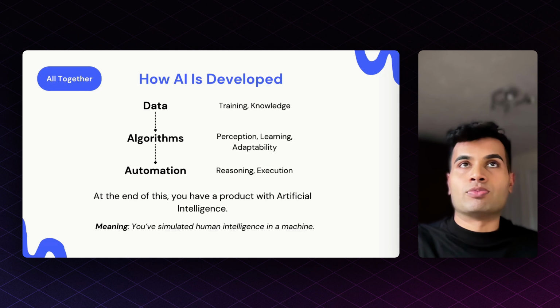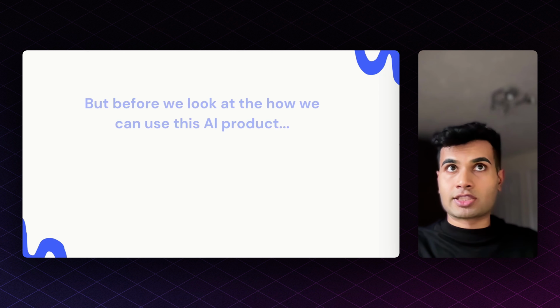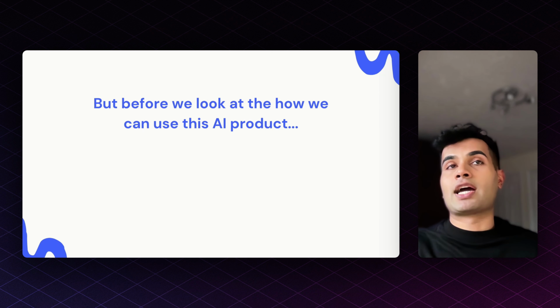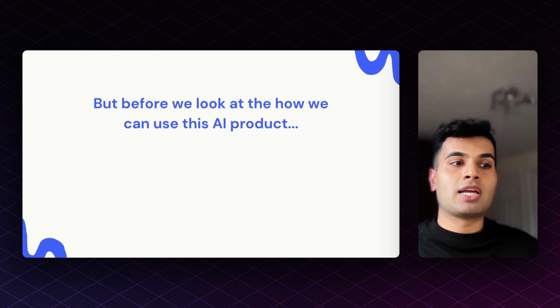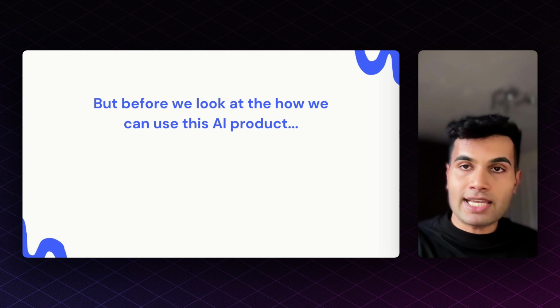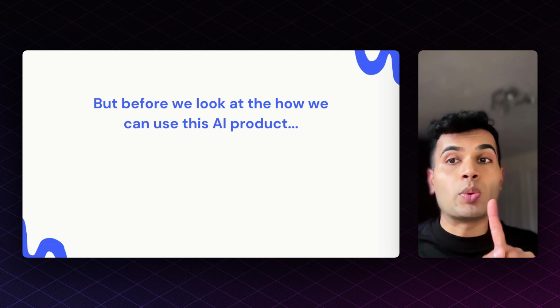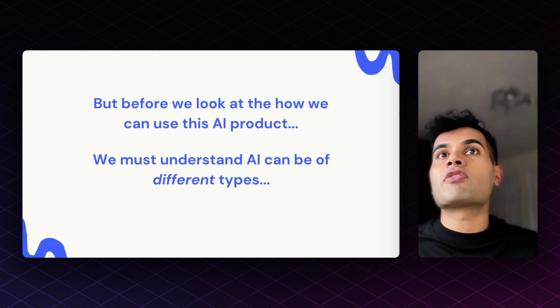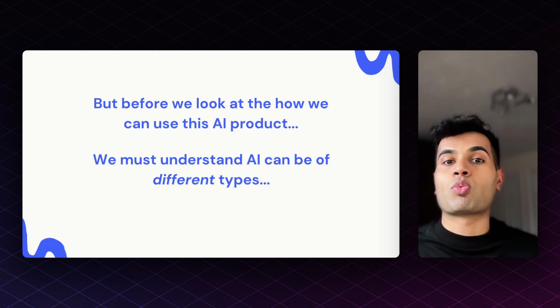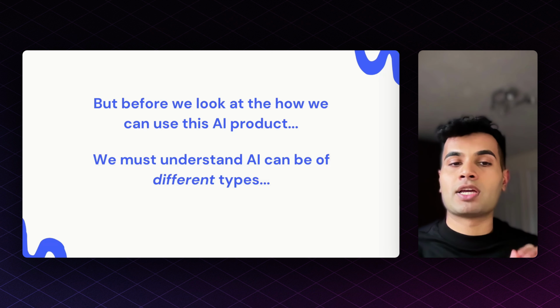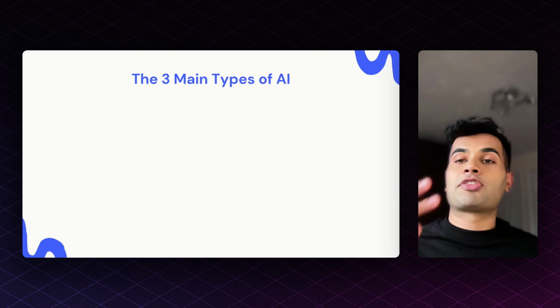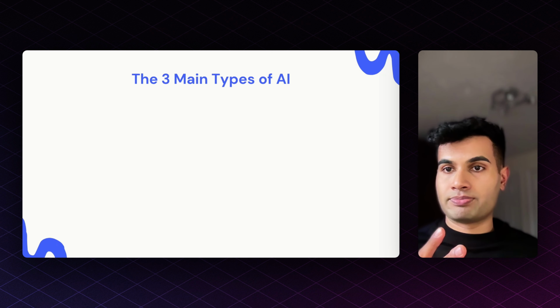Okay? Now, with that being said, it doesn't stop there, because then we have to look at everything we learned was how to build an AI product, right? That's how all AI products, the fundamental basis: data, algorithms, and then finally automation, right? But then more importantly, how can we use this AI product? Before we look at that, it's also very important to understand these AI products, the way that they are developed, they can be of different types, okay? Of which there are three main types of AI.